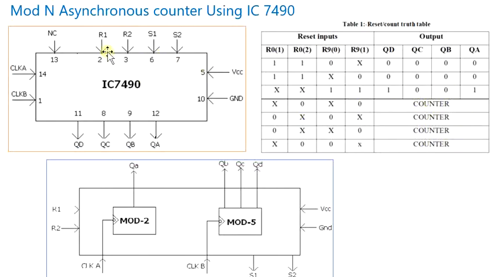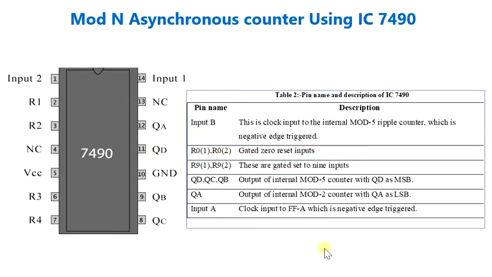So this IC can be redrawn in a simplified manner, which indicates the mod 2 and the mod 5, where you can see that if you want to configure this particular IC as a mod 2 counter, we can just make use of QA and few of the reset pins, and if you want to configure this as a mod 5, you can make use of QB, QC, QD with reset inputs, and you can obtain the outputs. So let us begin with the mod n asynchronous counter using IC 7490.